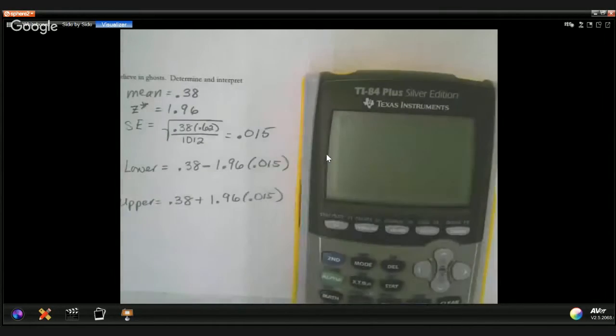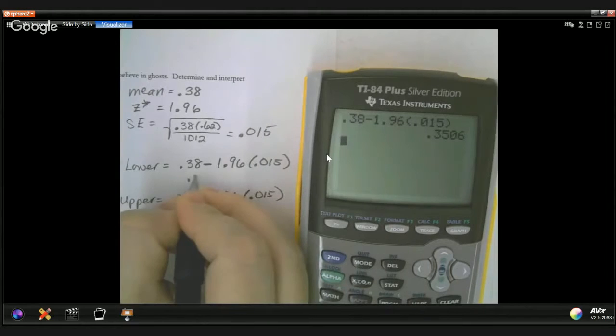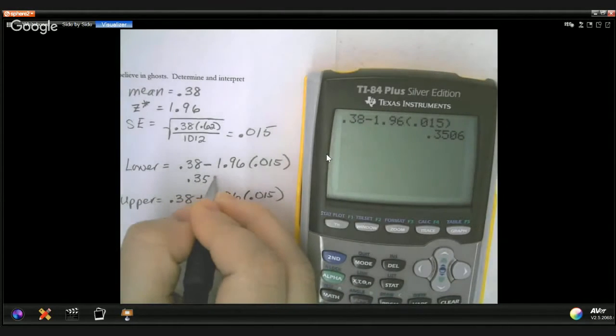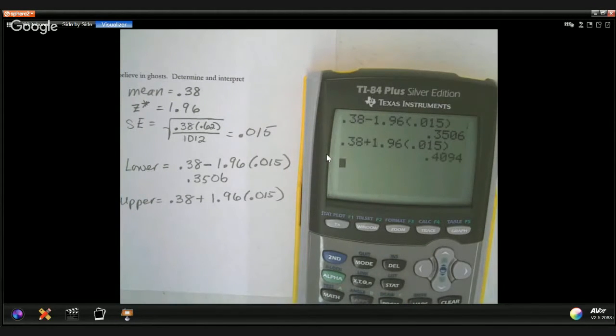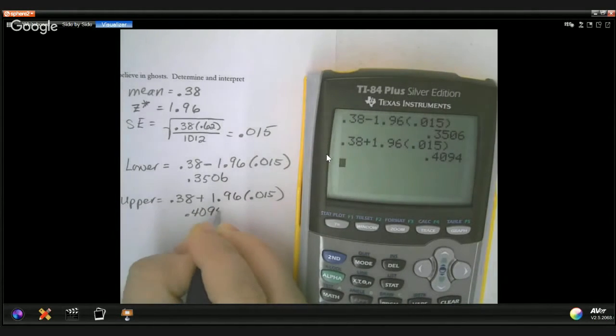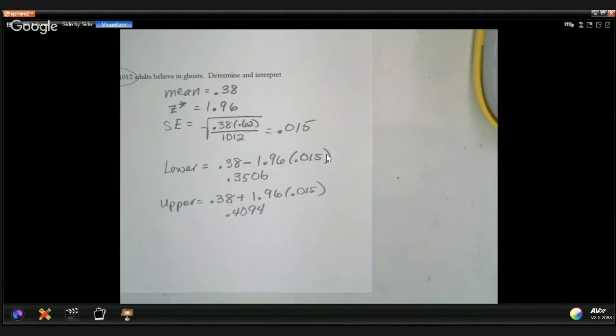So let's see, kind of squeezing it together. So 0.38 minus 1.96 times 0.015. And so my lower is 0.3506. And then my upper, instead of typing it again, I'm just going to go get it and hit plus. And so it's 0.4094. So what this is telling us is that our middle 95% is in between these things.